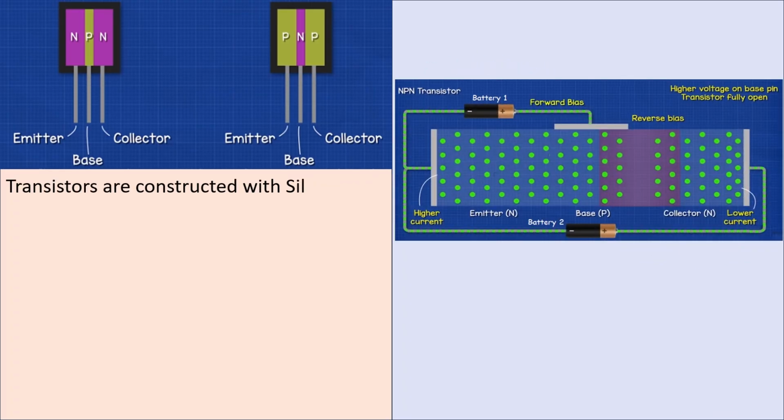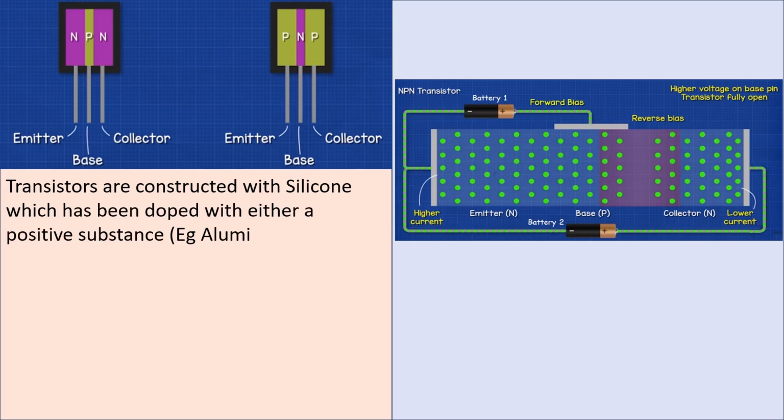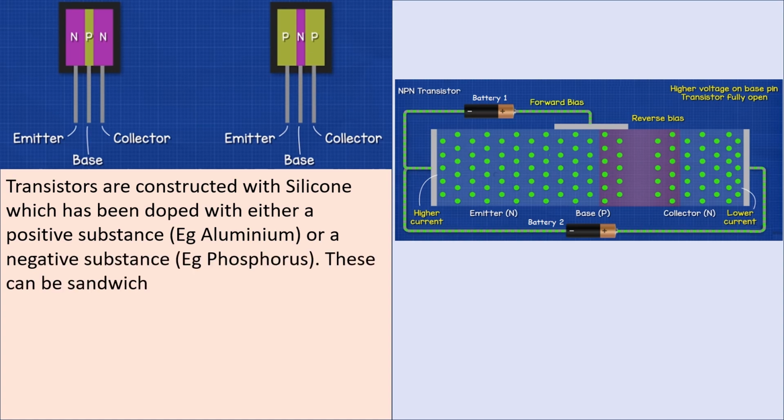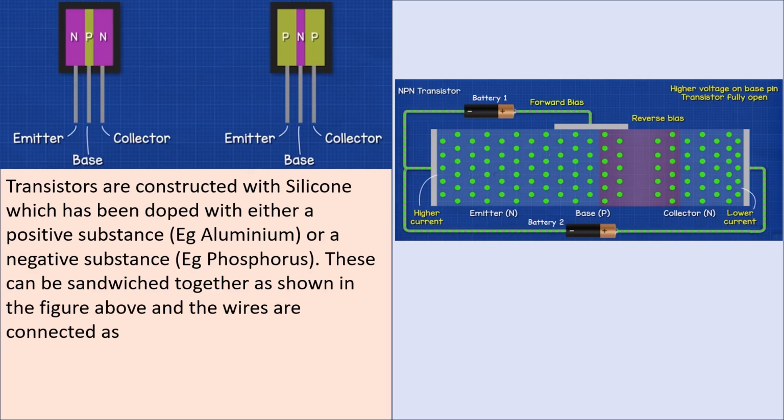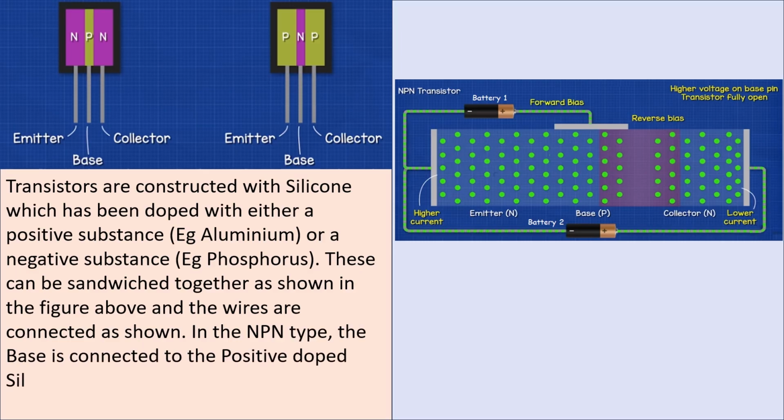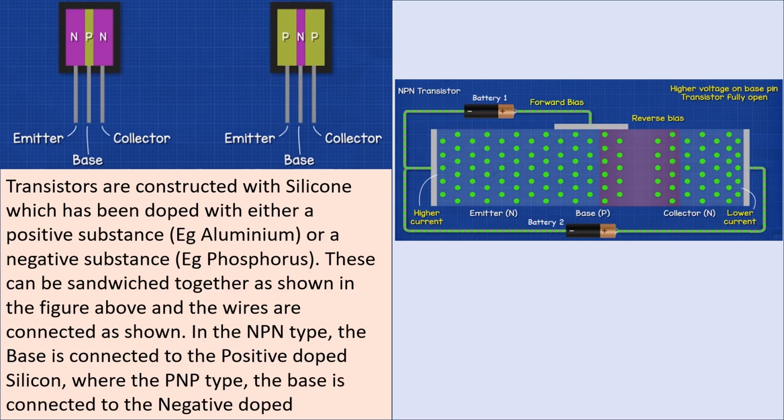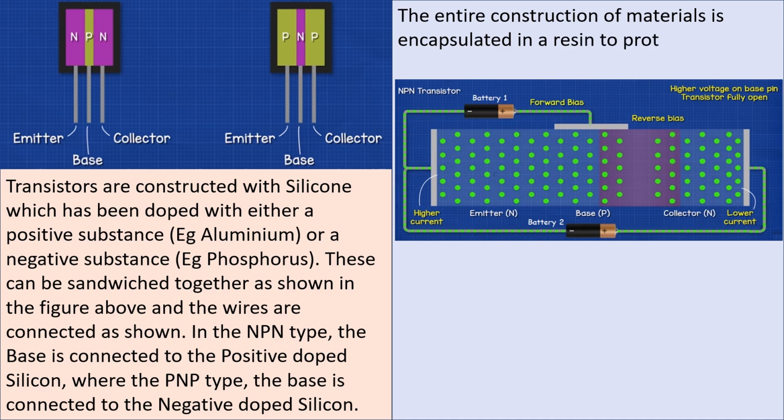Transistors are constructed with silicon, which has been doped with either a positive substance, for example aluminium, or a negative substance, for example phosphorus. These can be sandwiched together as shown in the figure above, and the wires are connected as shown in the NPN type. The base is connected to the positive doped silicon, whereas in the PNP type, the base is connected to the negative doped silicon. The entire construction of materials is encapsulated in a resin to protect the internal materials.